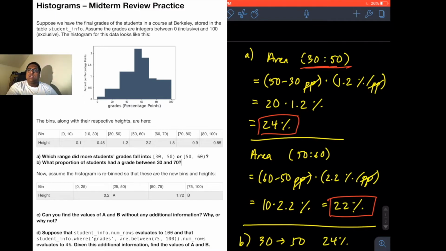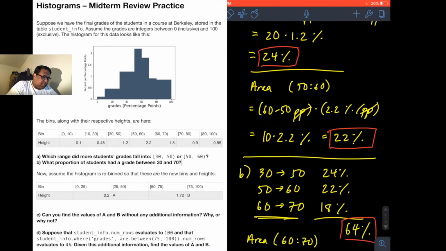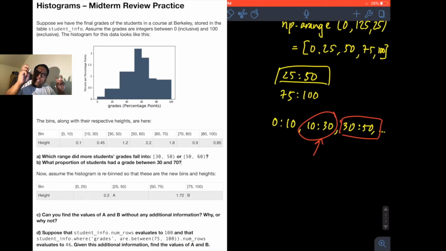They could all be equal to exactly 30. They could all be equal to exactly 49. We don't know. And for that reason, you can't split a bar of a histogram into 2 other bars without looking at the original data. So there's no way to rebin or to find these heights of the 25 to 50 bar and the 75 to 100 bar without additional information. It's impossible because you can't split bars, because you don't know how the values are distributed in the original bars. So that's why you can't do part C.